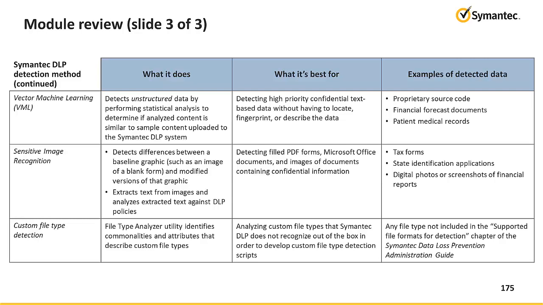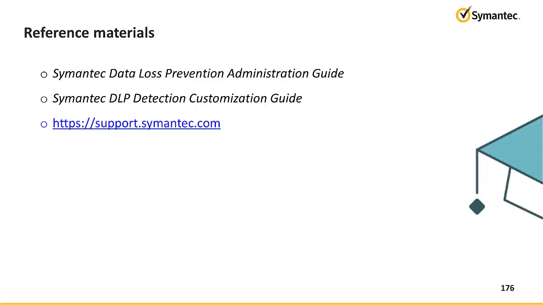Custom file type detection uses the File Type Analyzer utility to identify commonalities and attributes that describe custom file types. It can be used when analyzing custom file types that Symantec DLP does not recognize out of the box, in order to develop custom file type detection scripts. For more information on these topics, you can consult the Symantec Data Loss Prevention Administration Guide or the Symantec DLP Detection Customization Guide, as well as the general help found at support.symantec.com.